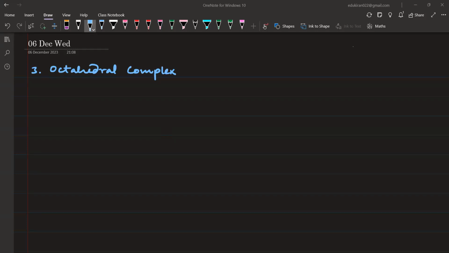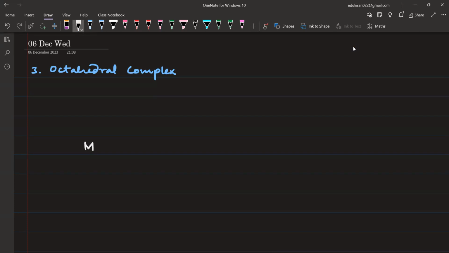So again, I'm going to start with, first of all, that for geometrical isomers, we have already seen that we just need to look at the ligands that are at 180 degree. Now, for optical isomers, we have to look at plane of symmetry. So in order to understand the plane of symmetry in an octahedral complex, you have to first study the octahedral complex's structure.